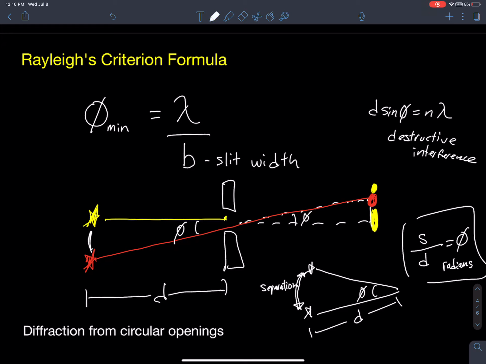Another thing to think about is my linear separation divided by the distance. This is the linear separation divided by the distance separating those two objects from my eye, which is equal to my minimum angular separation, which is equal to lambda over b. So I'd be able to calculate whether two objects can be resolved if I measured the distance between them, and I knew the distance between the objects and my eye. I'd be able to calculate, based on the diffraction formula, whether they would satisfy Rayleigh's criterion.